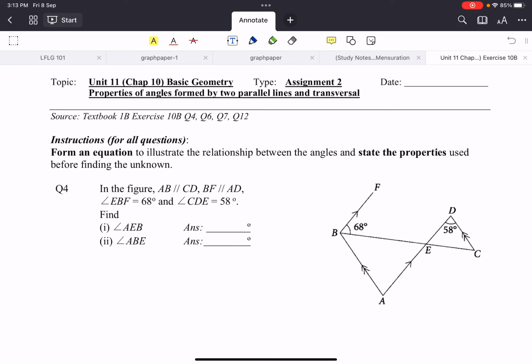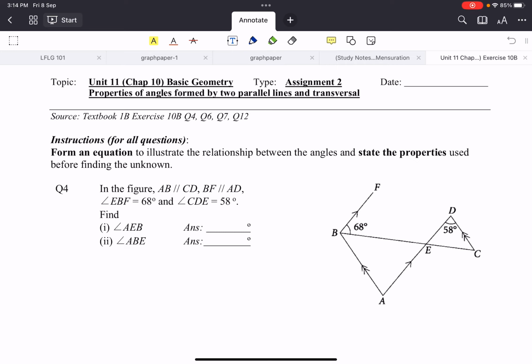Hello students, so now we shall look at assignment 2 for basic geometry. This time round we'll be focusing on the relationship between a pair of parallel lines as well as its transversal, right? So you should have actually watched the lecture on this. We shall now begin working on the assignment. I hope you have already done it.